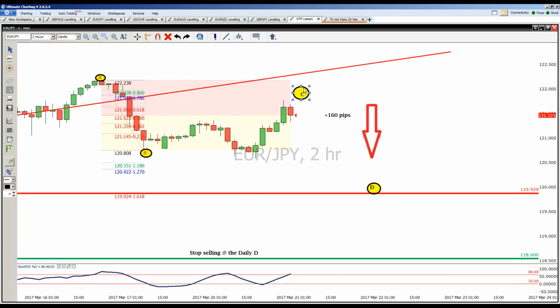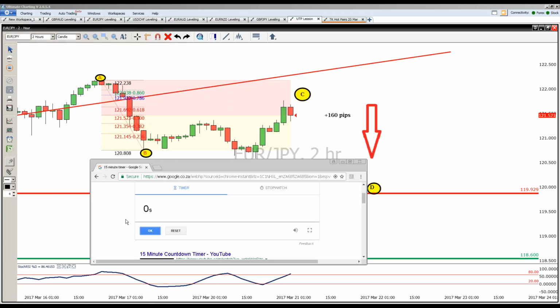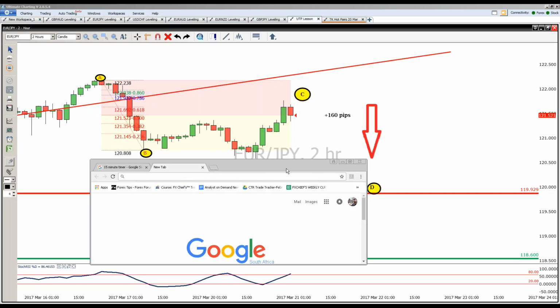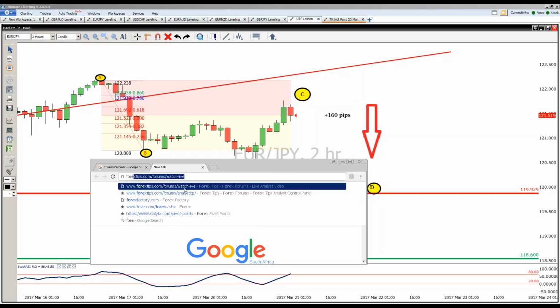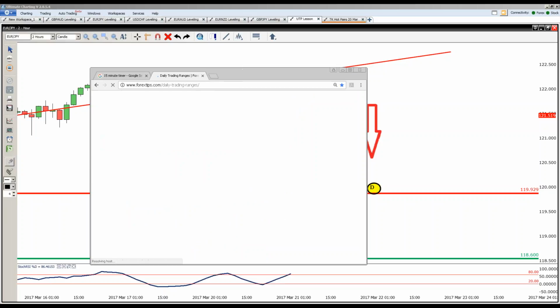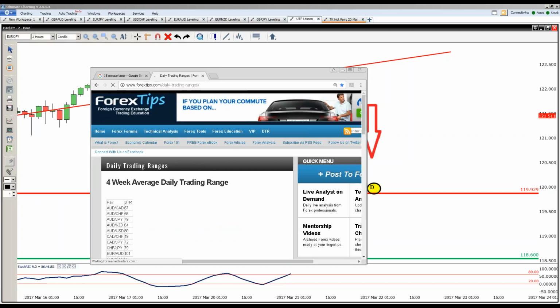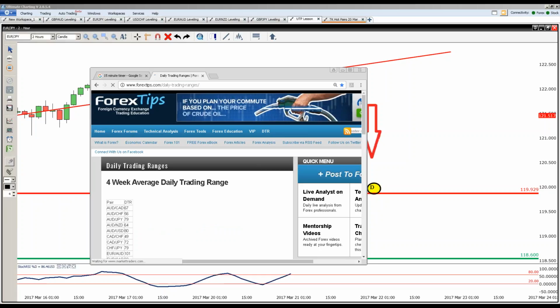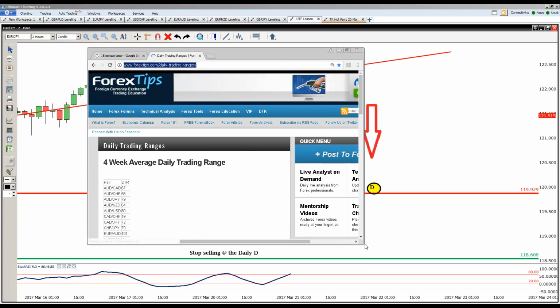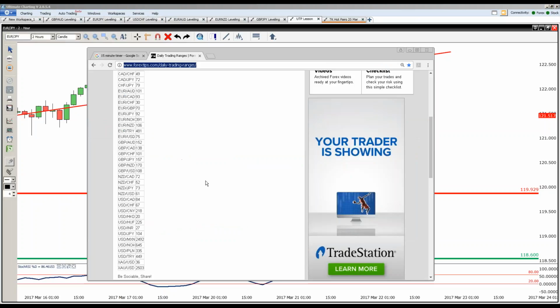Okay, now first of all, let's just see what is the daily trading range. Let's open up the Forex Tips website. Daily trading ranges. If you want to see the daily trading ranges, there's the link to the Forex Tips website where you can view the daily trading ranges. I've copied and pasted this in your chat box.